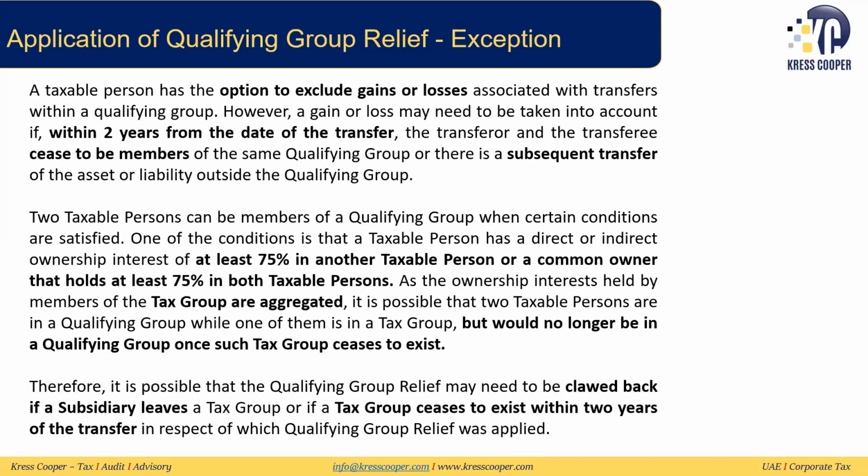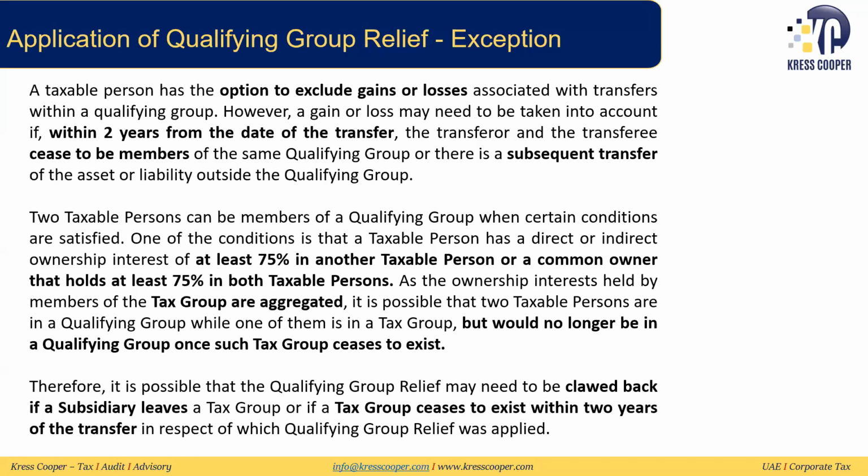Like we said, the taxable person has this option to exclude gain or loss, but however, when we are looking at this gain or loss, there is an exception. We need to see whether, within 2 years of the date of the transfer, the transferee is still a member of the qualifying group or not, or if there is any subsequent transfer of this asset or liability outside the qualifying group. So this needs to be seen.